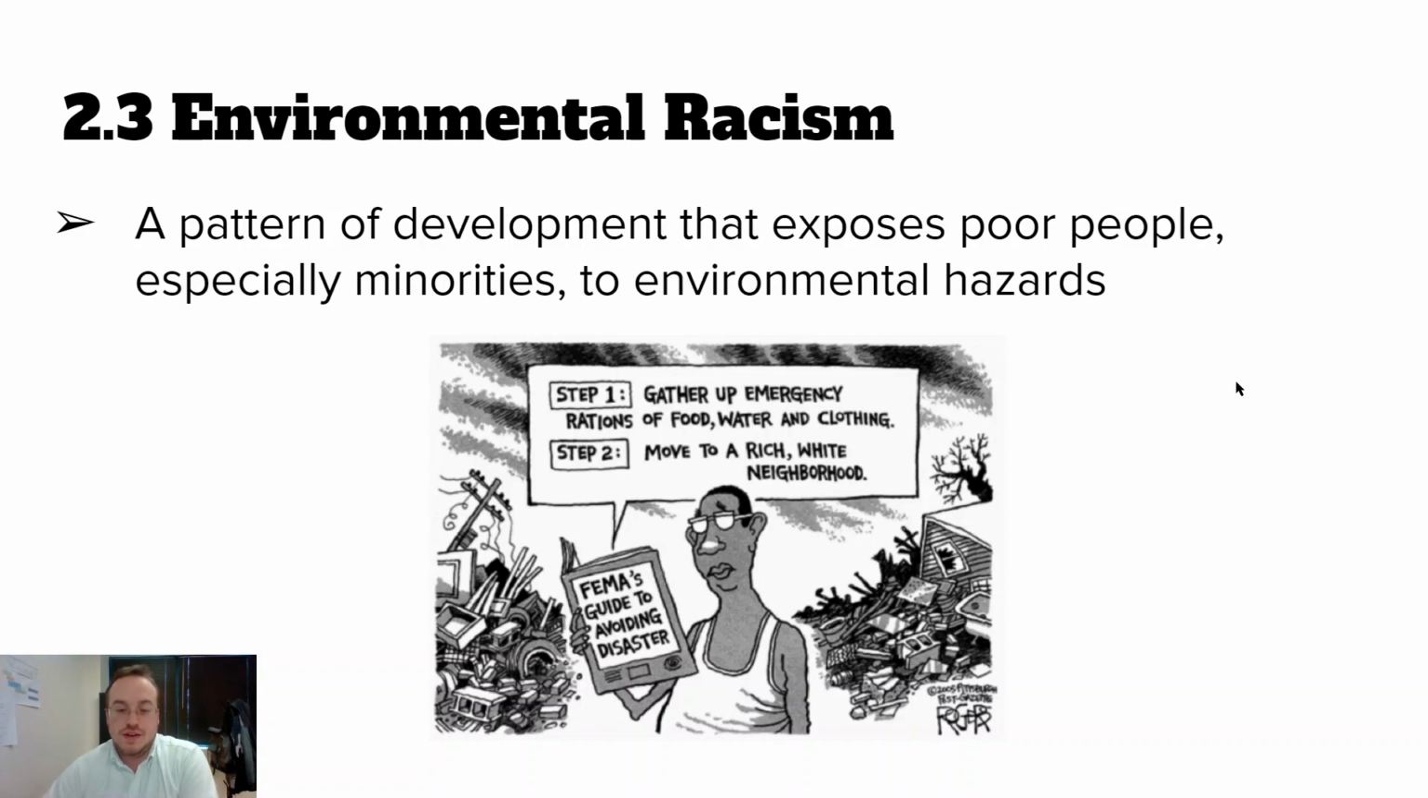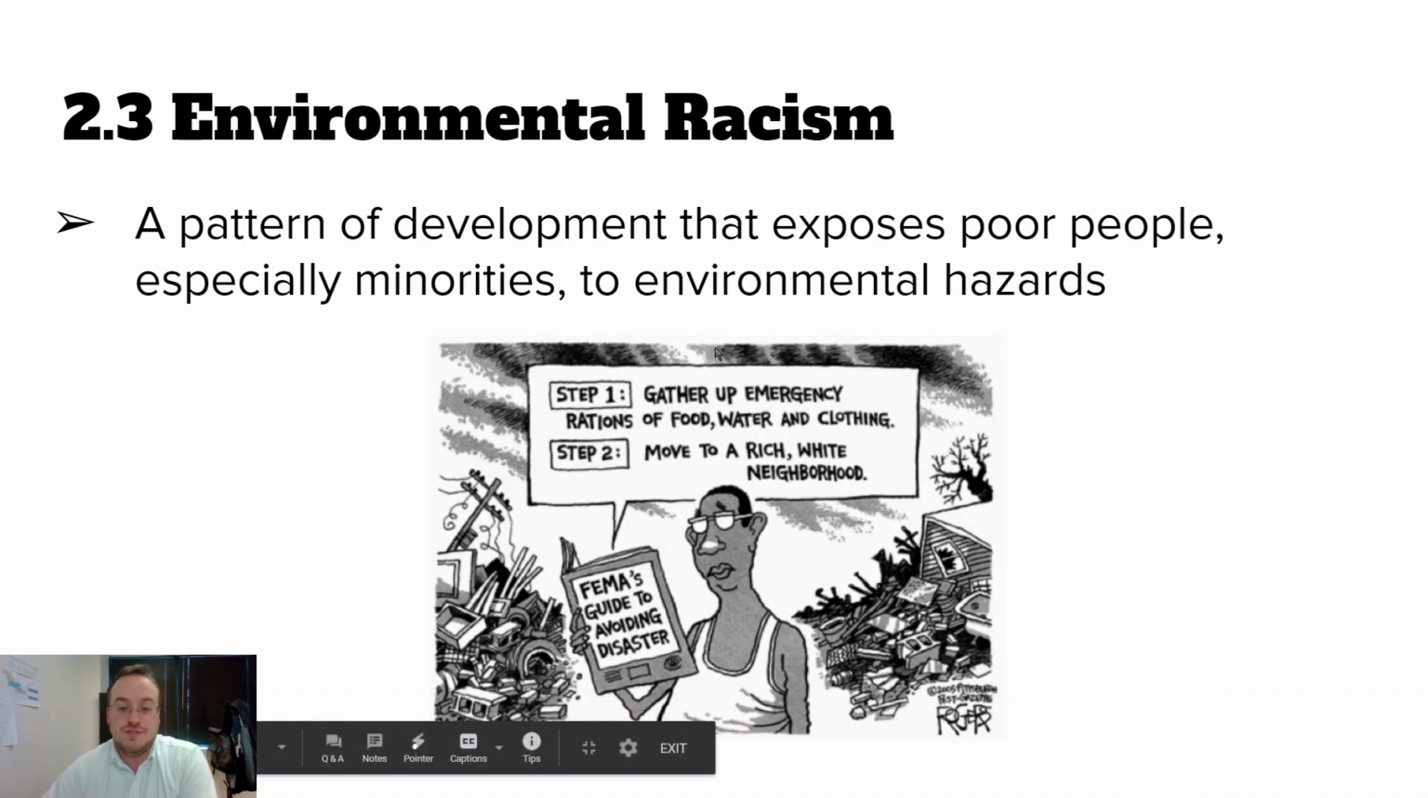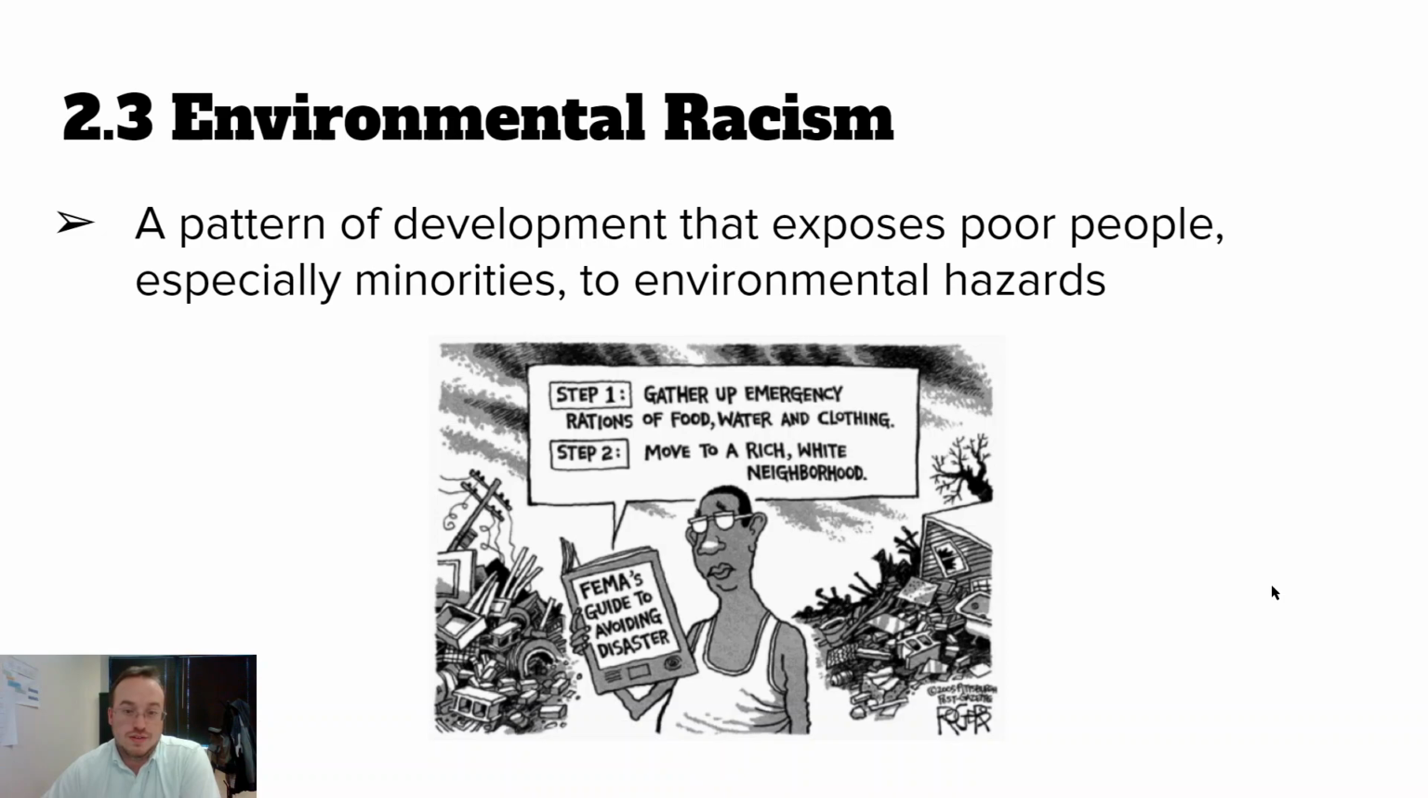This is a very popular editorial cartoon from about 10 to 15 years ago now, at the time of the recording, of a minority impoverished person looking at a FEMA's guide to avoiding disaster. Step 1 is to gather up emergency rations of food, water, and clothing, and step 2 is move to a rich white neighborhood. Obviously, this has a lot of layers of nuance in it. I'm not going to go exploring a whole lot of it. I'll leave that to your English teachers and to the history teachers. I'm mainly pointing out that this is something that happens. It is not a good thing.